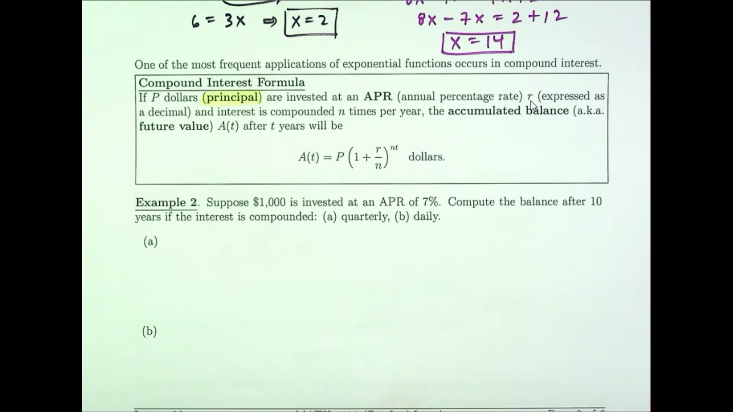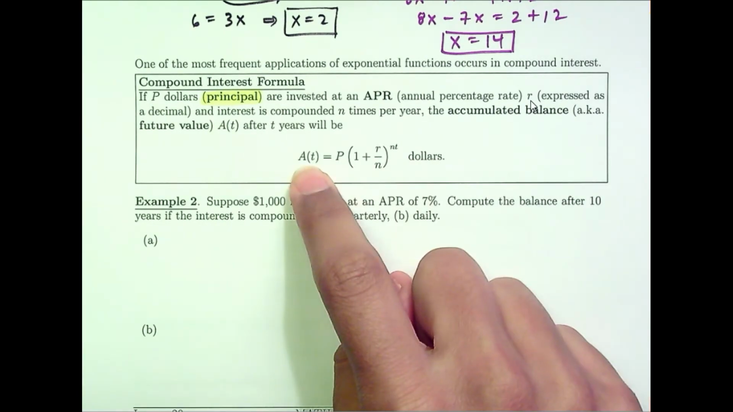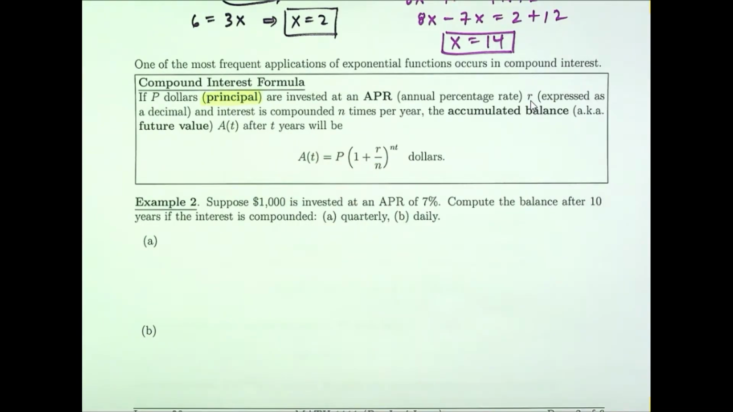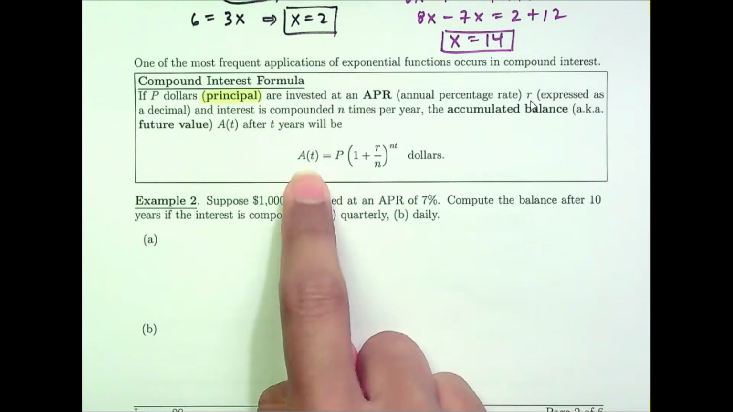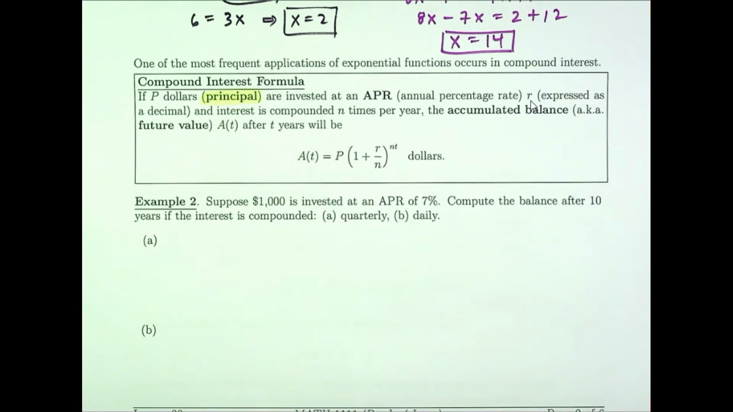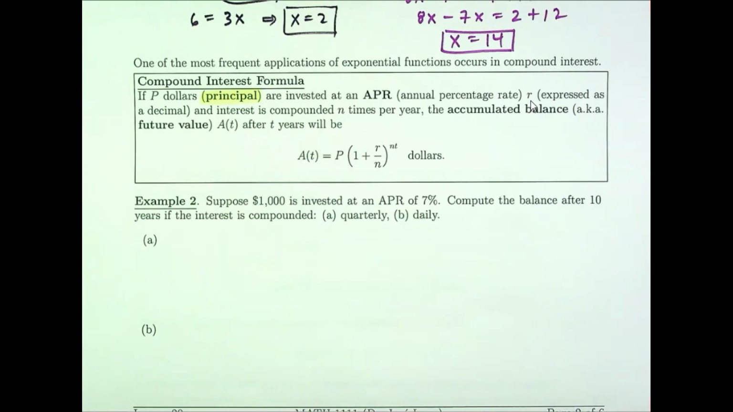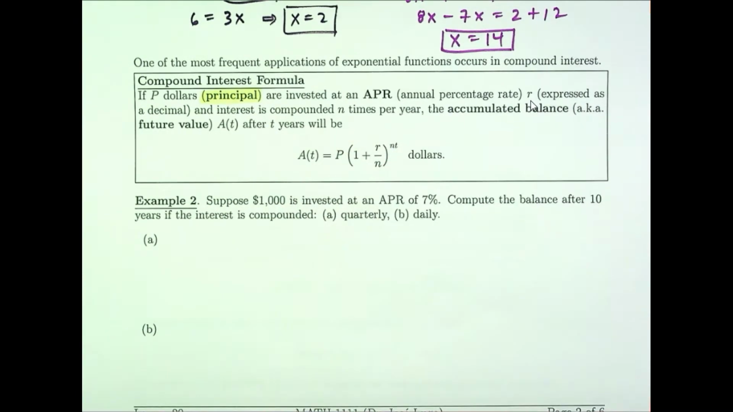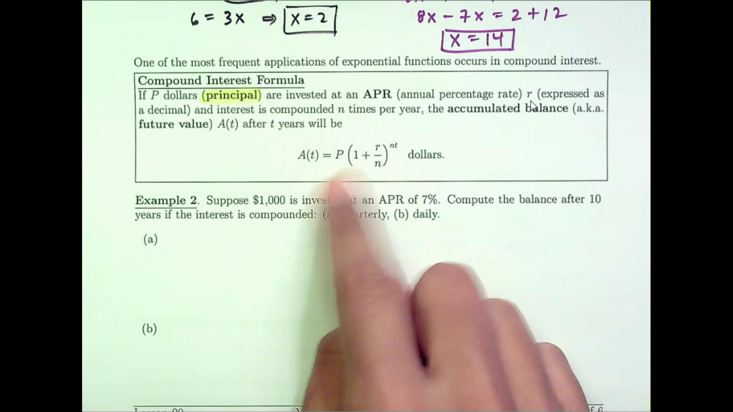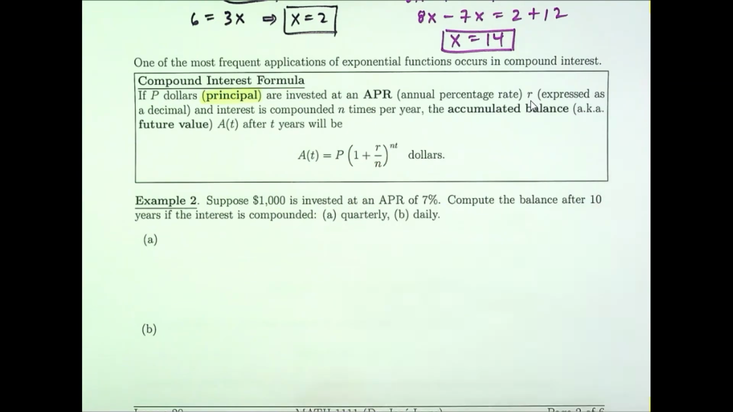And then the A in the formula is the accumulated balance, sometimes also known as the future value. The accumulated balance is the amount of money that you're going to have after a certain time, T years after you made the initial investment. So the T in the formula, which is the last letter that we haven't said, is the time that has elapsed. T in years.